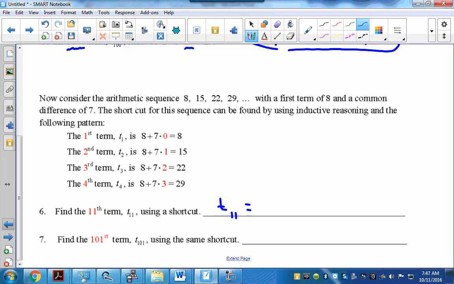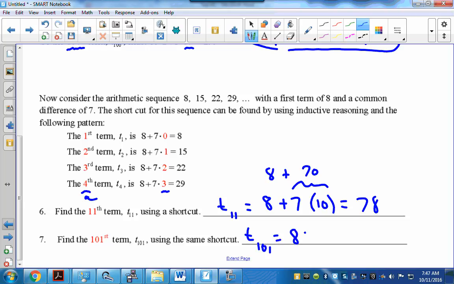Again, just notice the pattern. This is 4, this is 3. So it's always going to be 8 plus 7 times one number less than the term you're looking for. If you're looking for the 11th term, you put a 10 here, so that's 78, right? Multiply, that's 70, and then add the 8, and you get 78. The 101st term, T sub 101, would be 8 plus 7 times 100, so 708.